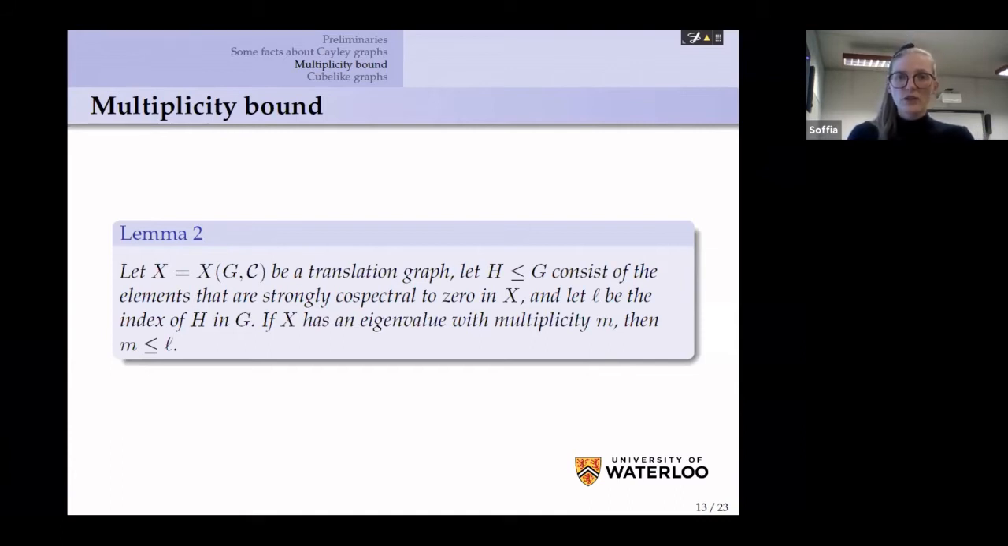So if we have large multiplicities, the index of the subgroup has to be large, which means that the group itself has to be small. So then we have not very many pairwise strongly cospectral vertices. And this lemma I'm actually going to prove, if the technology allows me to do so.